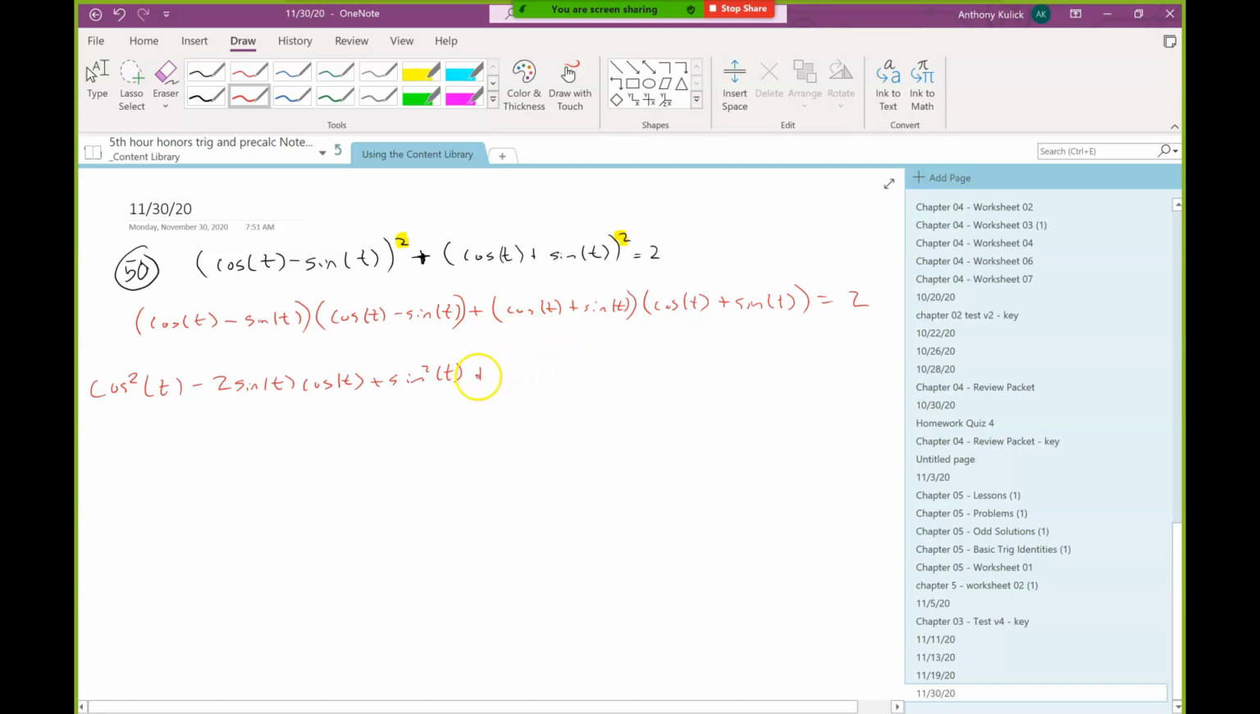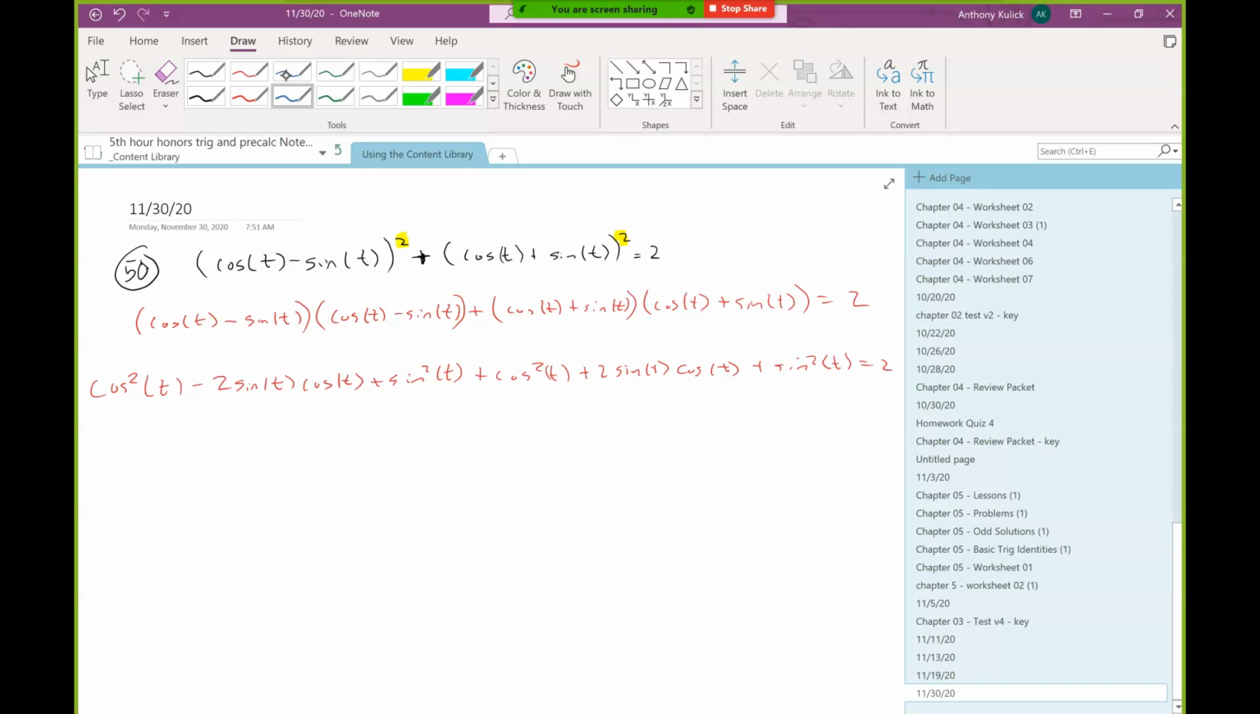And then similarly over here, the same thing happens. Kristen, are we okay to that point? Yes. Okay.